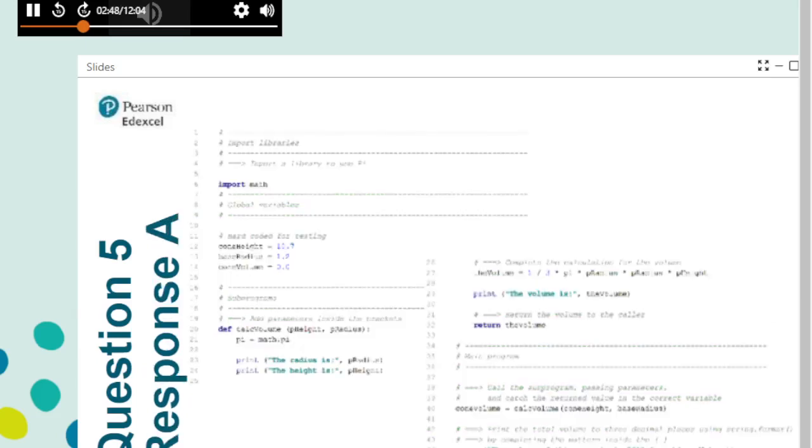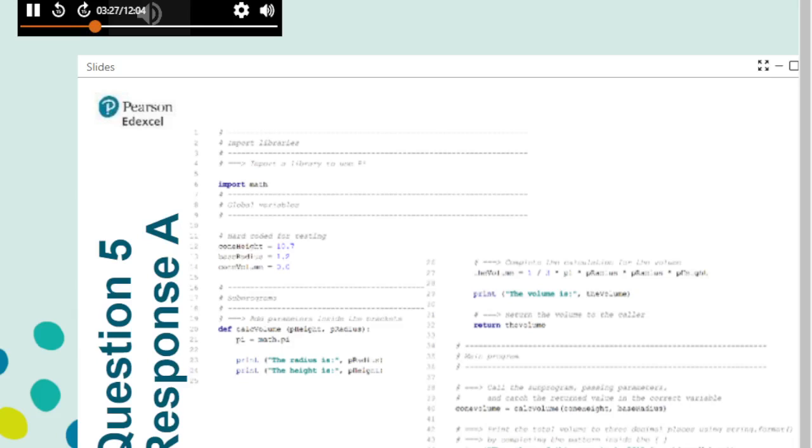In summary, the marks for response A were awarded as follows. 1 mark for correctly importing maths library on line 6. 2 marks for both parameters with the correct names in the subprogram definition on line 20. 1 mark for correct translation of formula on line 27. 1 mark for the use of math.pi on line 27, which they have used by assigning math.pi to a variable on line 21, and then use this variable on line 27.